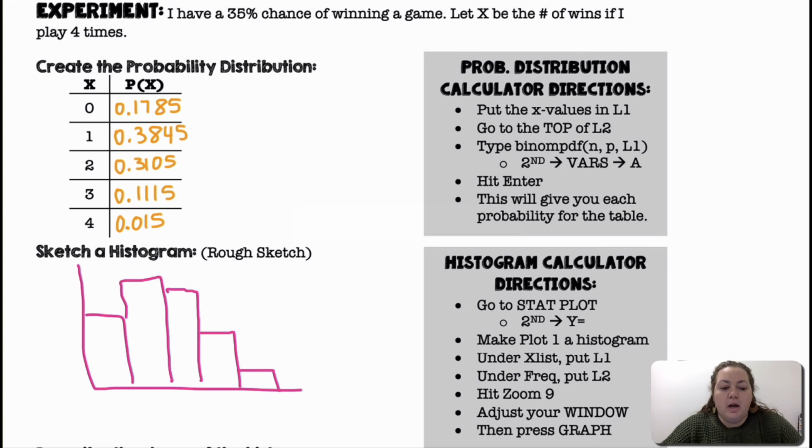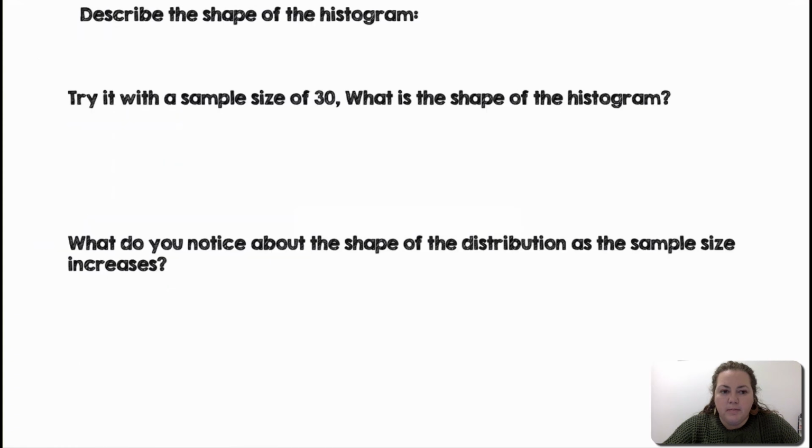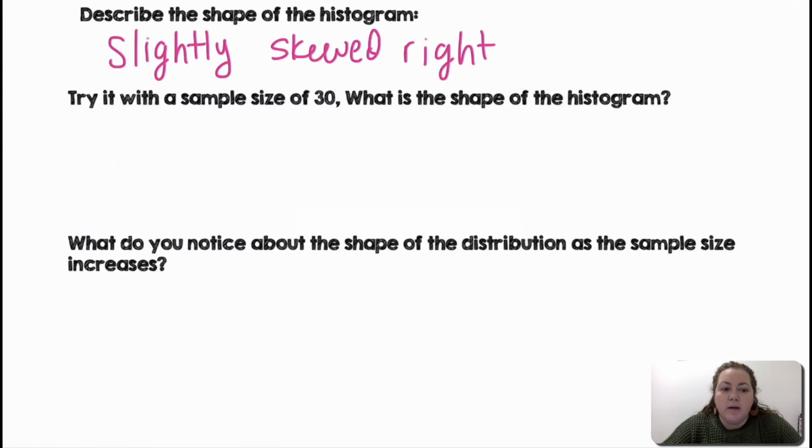And then we can draw a rough sketch of a histogram, and we see that it's slightly right skewed. I didn't do a very great job of my histogram, but it's okay. Describe the shape of the histogram. Okay, slightly skewed right.